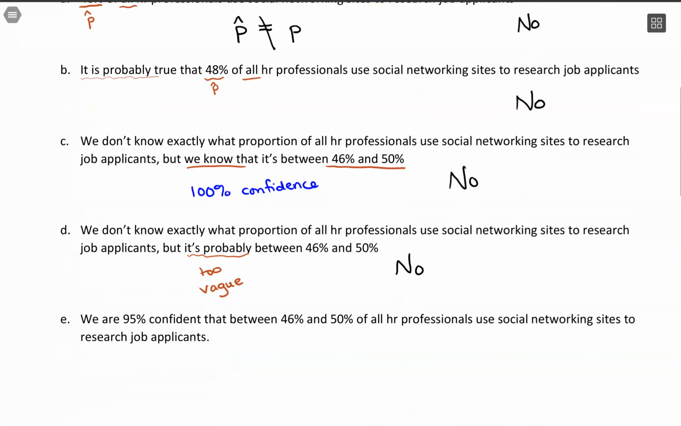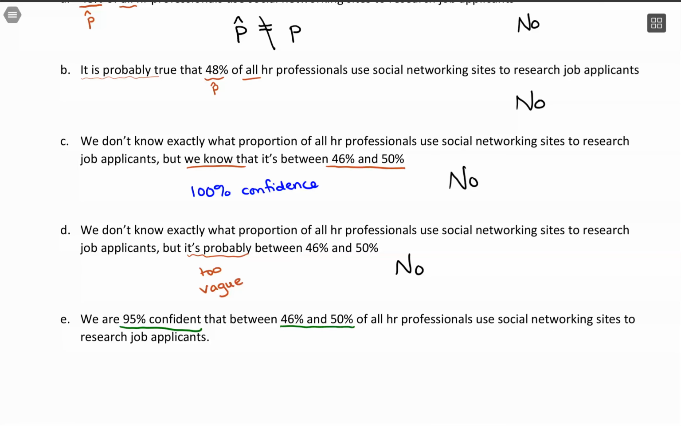This next one is awesome. It hits all of the pieces. It says we are 95% confident. So now it's saying how sure we are. So instead of saying we know, which would mean 100% confidence, or it's probably, which just kind of means over 50%, we're 95% confident. And then between those 2 values, which is awesome.